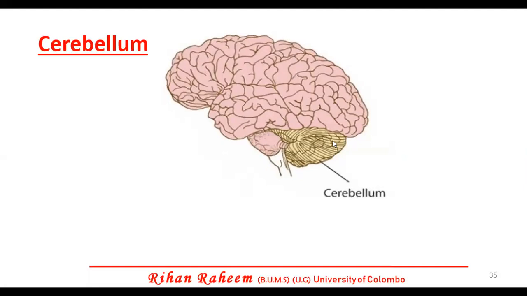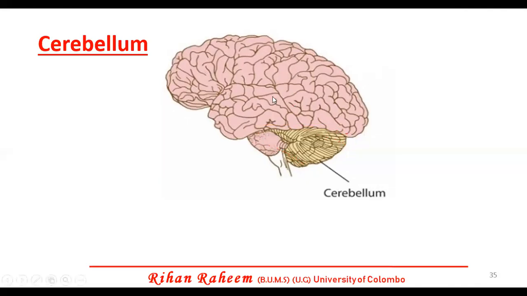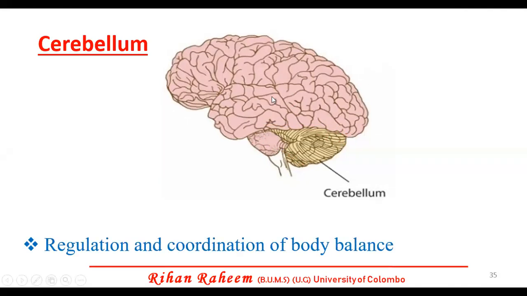Cerebellum. Can you see? It's a small one at the bottom part. So what is this cerebellum doing? It regulates and coordinates the body balance. Sometimes if you rotate fast, what will happen? For a few minutes you can't keep your balance, because your cerebellum and some other parts are a little bit upset after rotating. They are also confused, so you lose your balance.